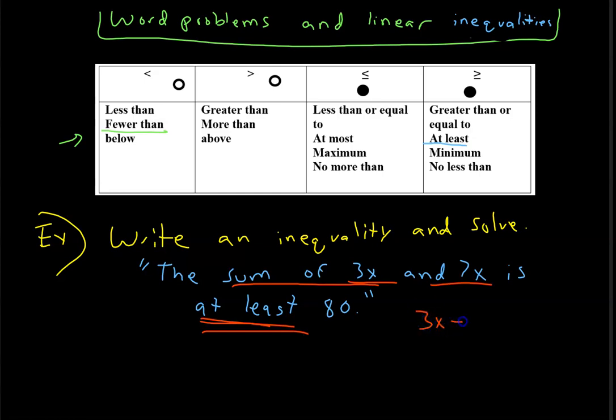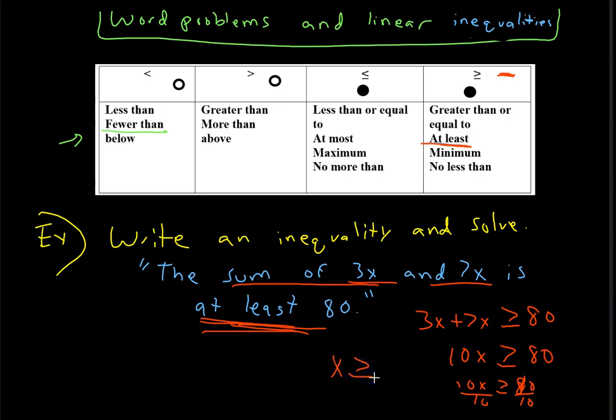3x plus 7x is the sum of 3x and 7x. And let's think about it without using our chart. At least 80. If it's at least 80, 81 is a good answer. 82 is a good answer. 83 is a good answer. So any number bigger than 80 works. And since it's at least, 80 could work too. So I know it's got to be greater than or equal to, just by using that wording. And if you look up, at least is underneath the greater than or equal to part. So I know that 10x has to be greater than or equal to 80. Now I divide by 10. So x is greater than or equal to 8.